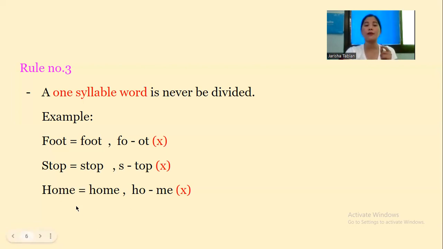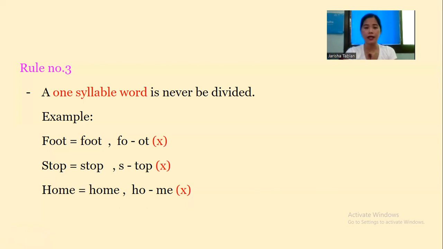I gave you this one. Example. Home. Again, like rule number 2. Home. Only one vowel sound. You should not say ho-me. No, it's not ho-me. It's home. Only one syllable. Why only one syllable? Because there is only one vowel sound. Do you understand?